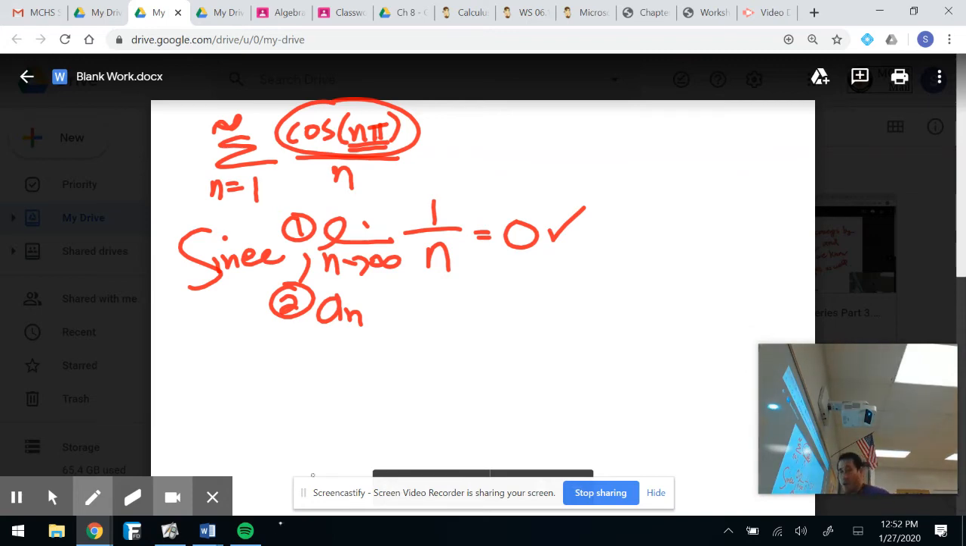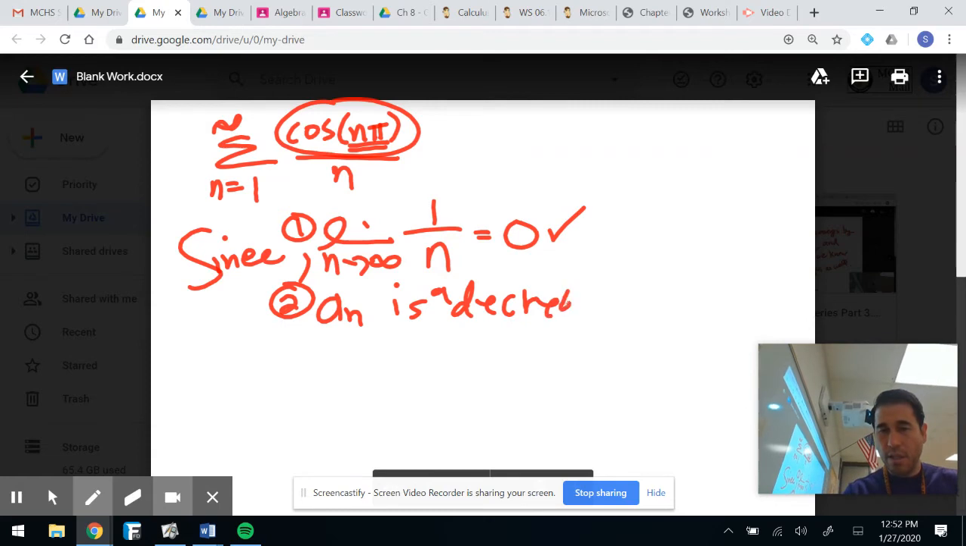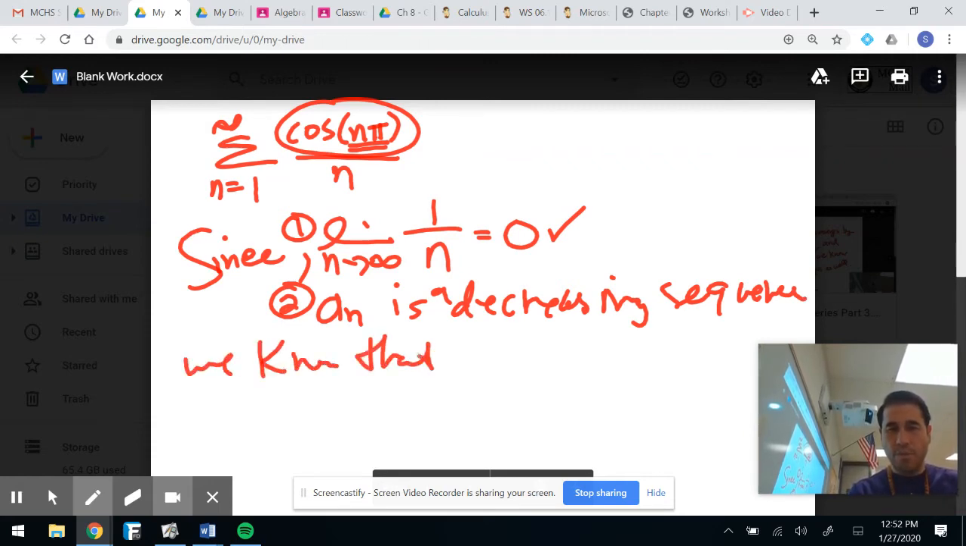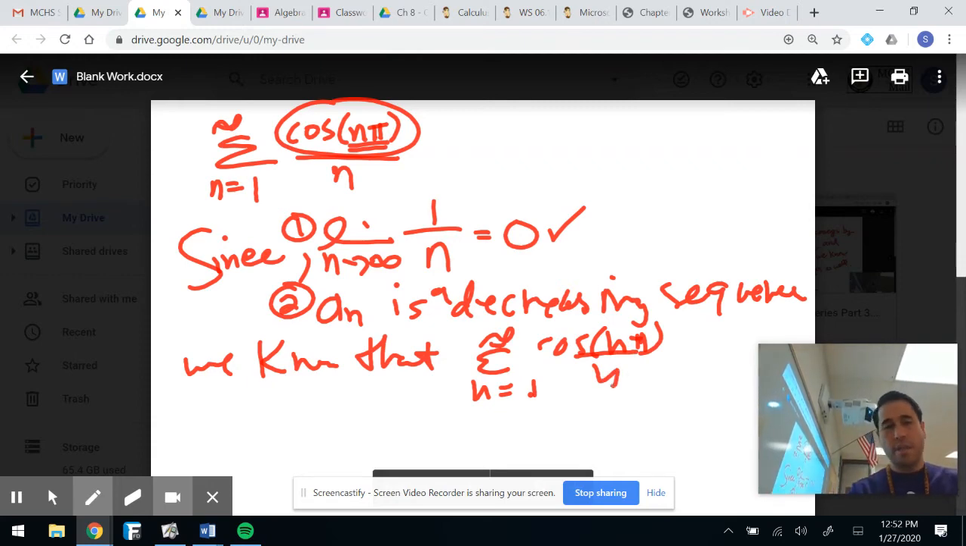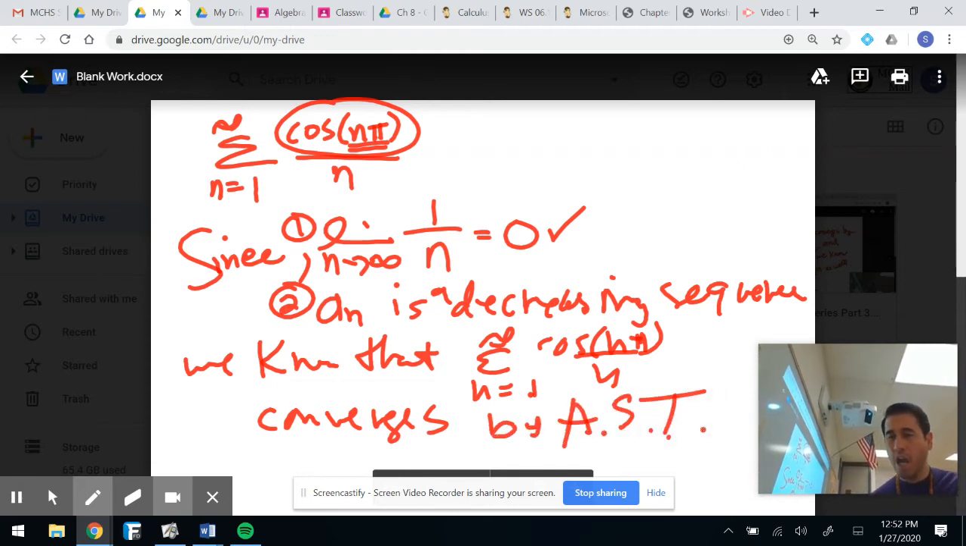So a sub n is a decreasing sequence. So we said the 2 important things. Now all I have to say is, we know that the original problem, n equals 1 to infinity of cosine n pi over n, is converging. If it's check 1 and check 2 good, then we know it converges. And we're not comparing this to anything. We just say it converges by the AST, the alternating series test. That's it. Okay, let's keep going.